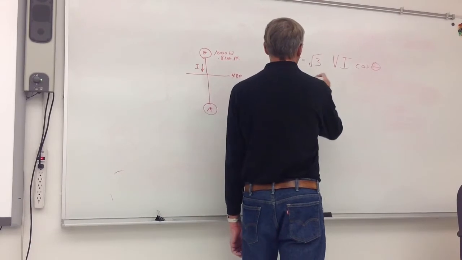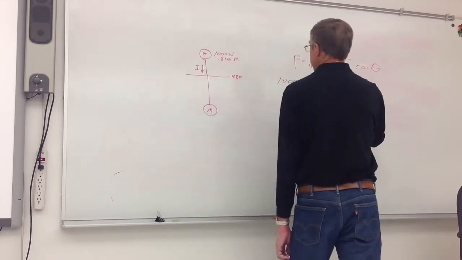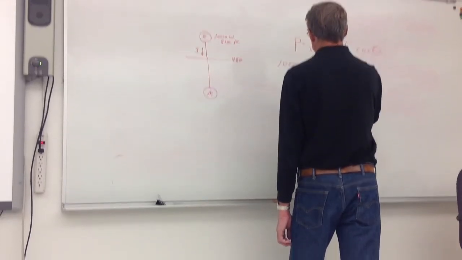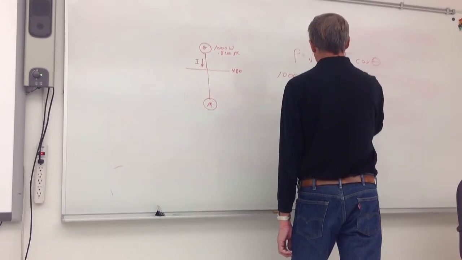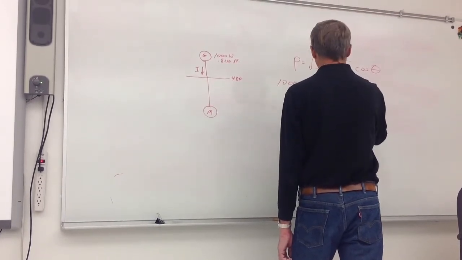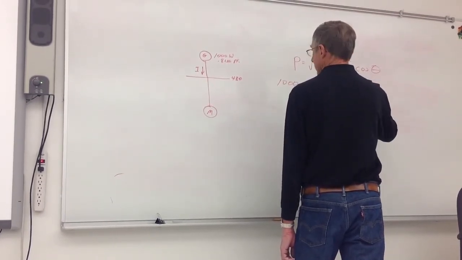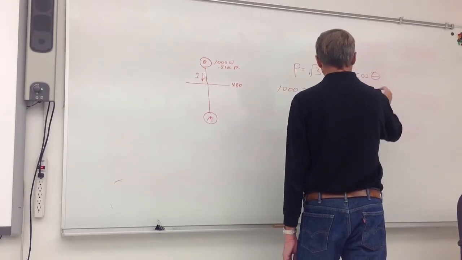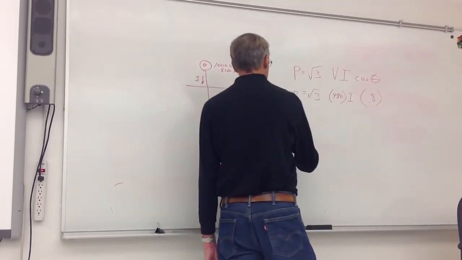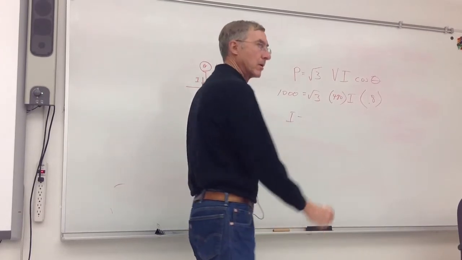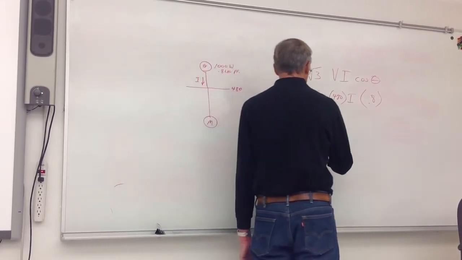Okay, so 1,000 watts. What's my voltage? 480. What's my current? What I'm solving for. What's my power factor, or cosine theta? 0.8. What's my current? 1.5 amps.